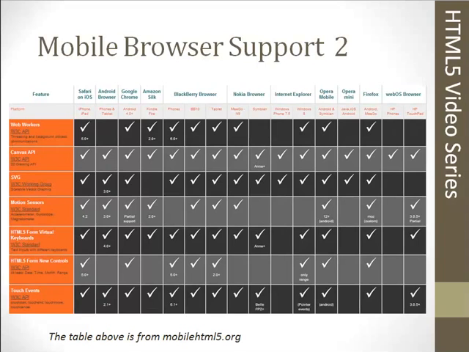Then we have another chart which is just added features. We have the Canvas API, SVG, all stuff that we've talked about during this series, and it shows which browser on which phone supports what.